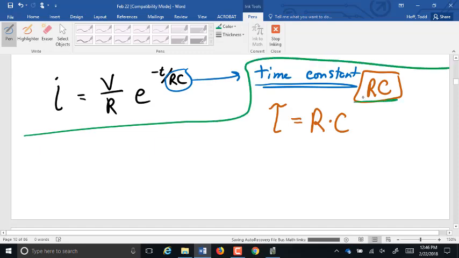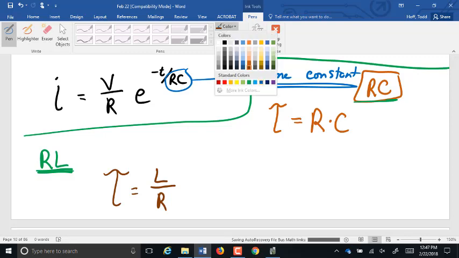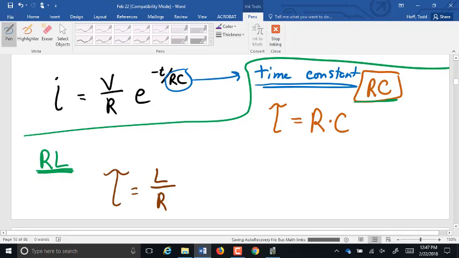Now, that's for an RC circuit. For an RL circuit, a resistor inductor circuit, our time constant tau is the inductance divided by the resistance, L over R. The time constant serves almost like a half-life in our half-life formulas, if you remember that formula. We divide our time by that time constant to get that 63% point.